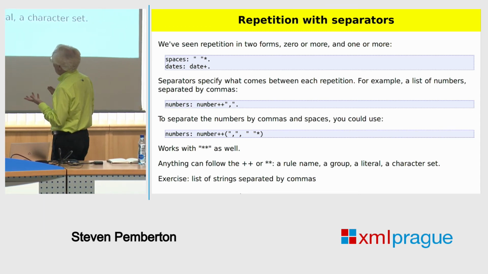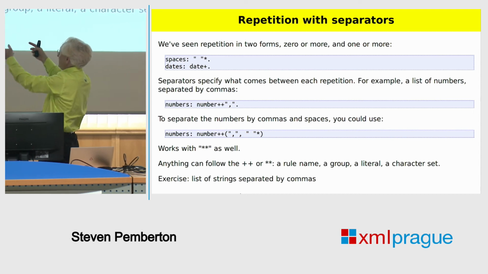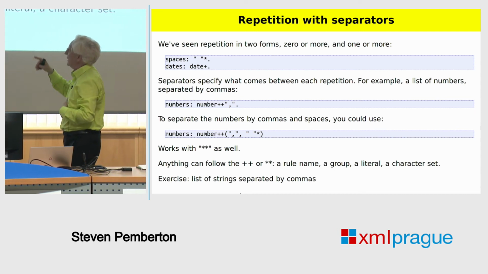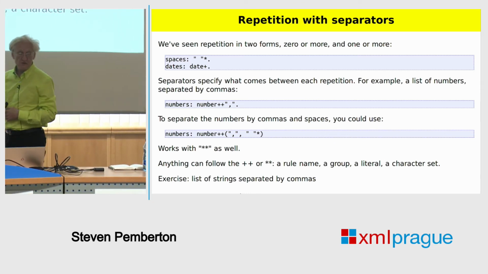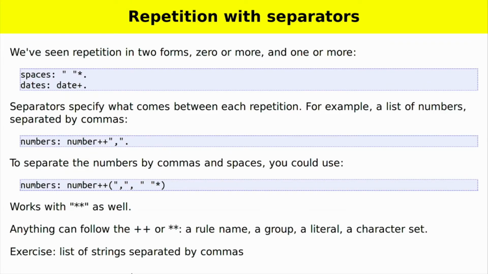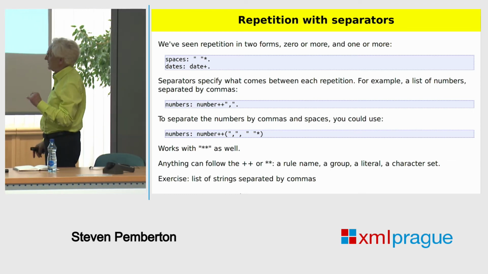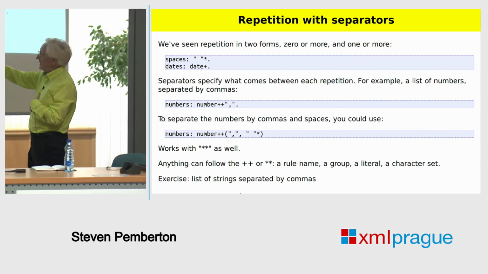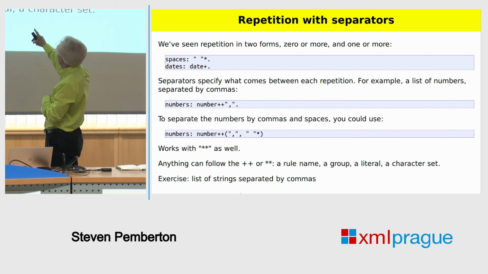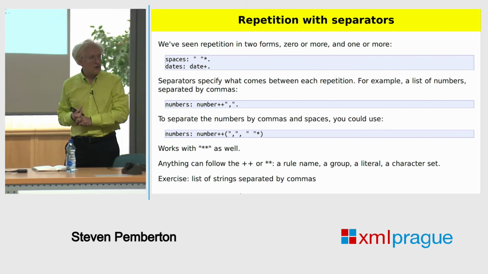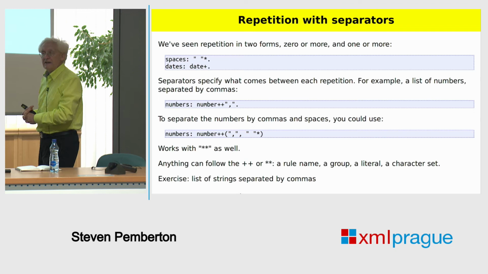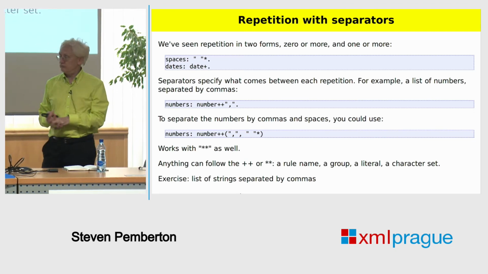If you wanted to separate by commas and spaces, then you would do the plus plus, bracketed, comma, and then any number of spaces, 0 or more spaces. And this works with star star as well for 0 or more. So anything can follow the plus plus or the star star. And by the way, if you looked at earlier versions of Ixml, you only had a single plus there, but now it's become a double plus for reasons that I don't want to go into now. But you can have anything after a plus plus or a star star, a rule name, a group, a literal, a character set, anything. So I now want you to modify your previous example where you had a list of strings to make it a list of strings separated by commas and spaces if you want.